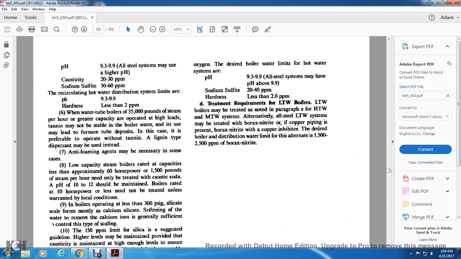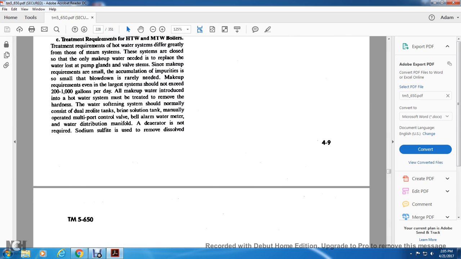D. The treatment requirements of low temperature boilers. Low temperature boilers are treated as noted in paragraph C for the hot water treatment, medium temperature water system. Alternately, the low temperature water system may be treated with borax nitrate, or if copper piping is present, borax nitrate with copper inhibitor. The desired boiler distribution water limit for the alternate is 1,500 to 2,500 parts per million of borax nitrate.